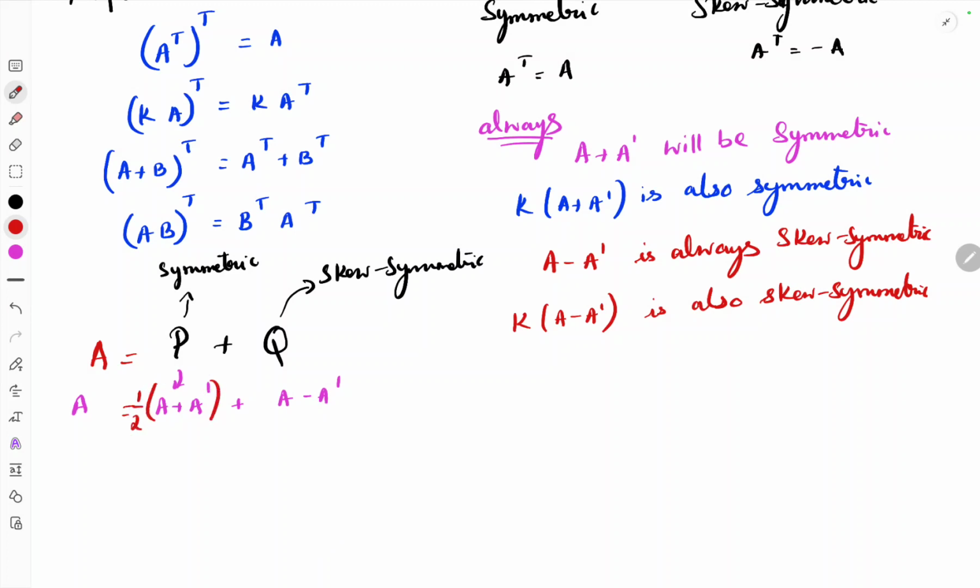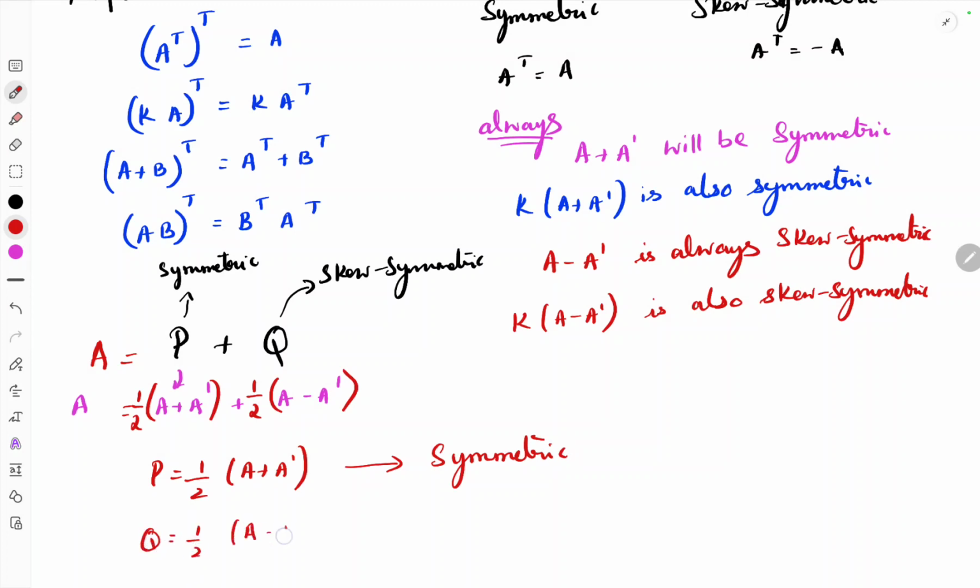This is for symmetric matrix. After multiplying with some constant K also, still it will be symmetric. So here also this is skew symmetric matrix after multiplying with some constant K. So it is also skew symmetric. So we have to write like this: A equal to, this P is nothing but half into A plus A transpose. So this will be symmetric. And this Q is half times A minus A transpose. So this will be skew symmetric.